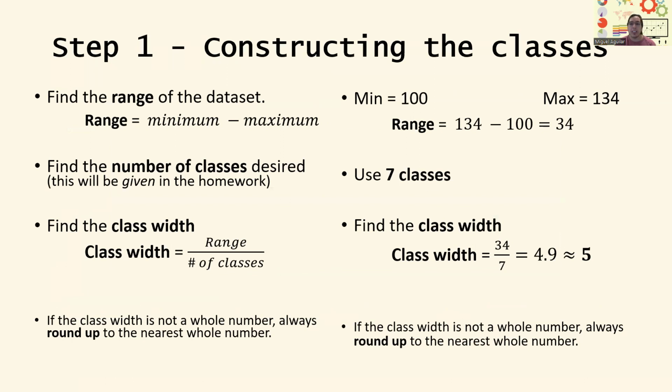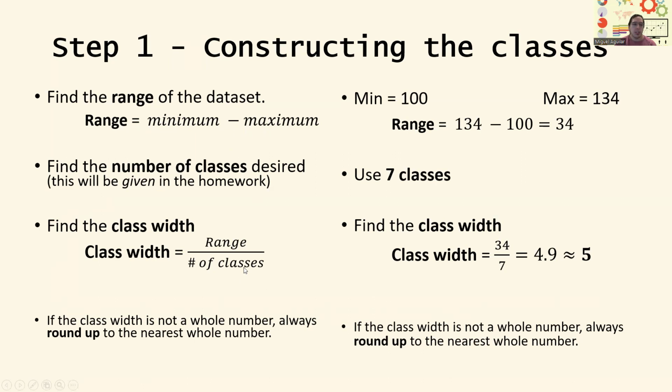So the first step in constructing the classes for our numerical data set is to find the range of the data set. The range is going to be the minimum value minus the maximum value. Actually, I have that backwards. It should be the maximum value minus the minimum value. You should be getting a positive number there.